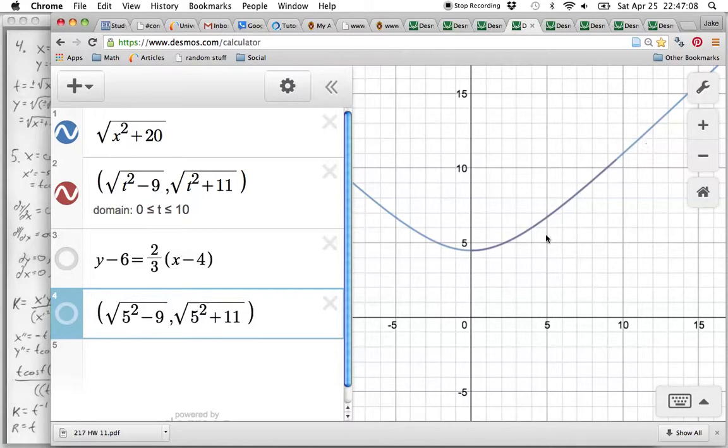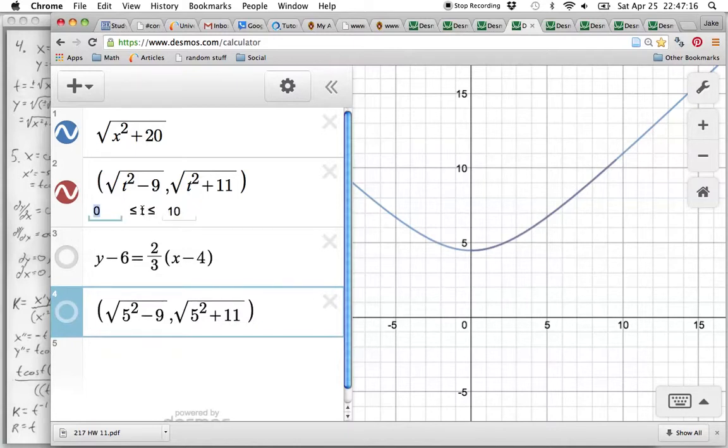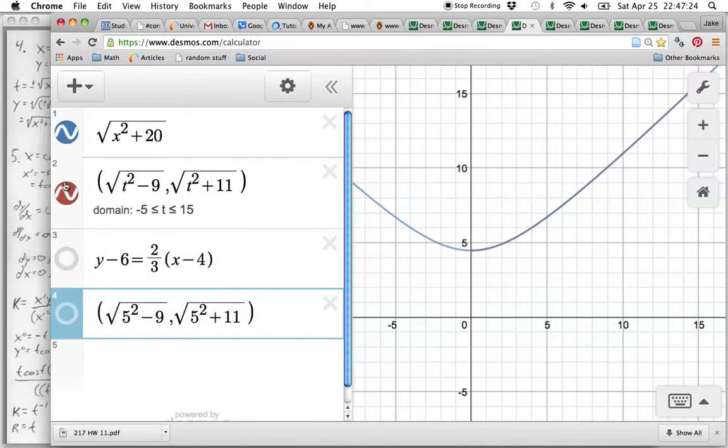But we want to get rid of that negative part. We want it to move on. If I change this, you can see that if I have negative 5, maybe change that to 15, it still stays in the positive range, obviously, because these are squared. So I have this bit here. Okay, so we've gotten that.